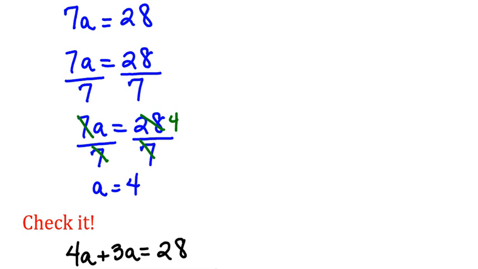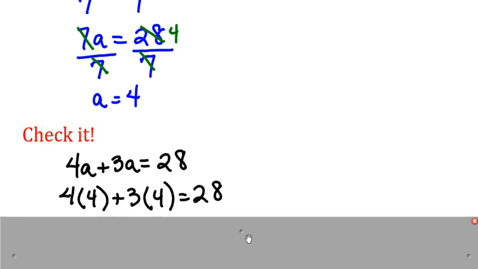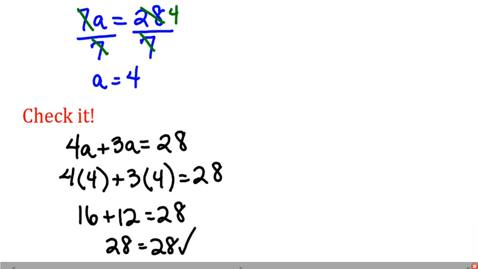Let's check it. We're going to substitute 4 in for a in each part of our equation. We know 4 times 4 is 16, 3 times 4 is 12. 16 and 12 does in fact give us 28, so we have the right value for a for our equation. So that was a quick review of solving your equations and verifying their solutions.